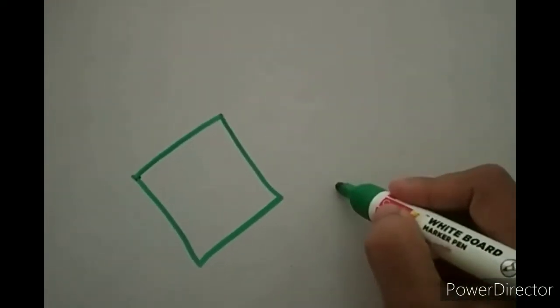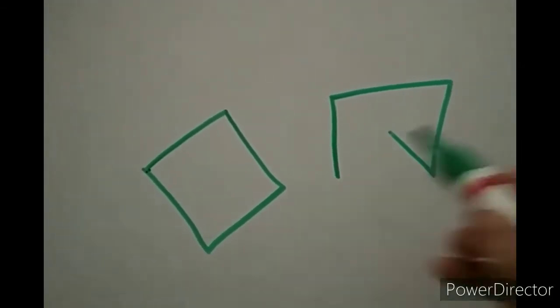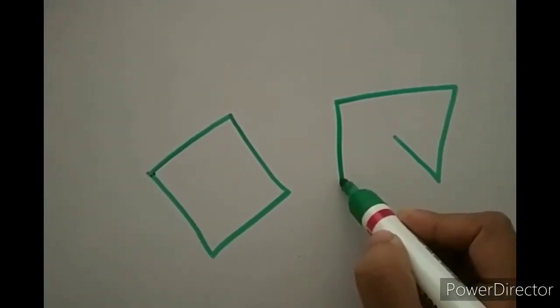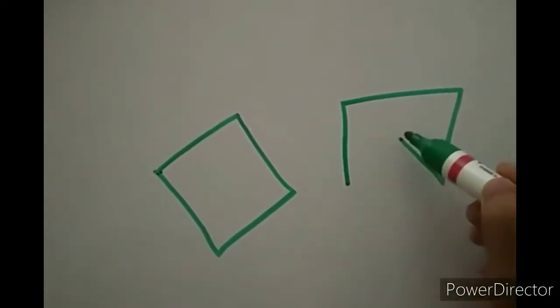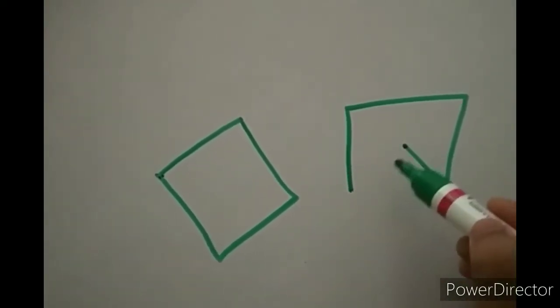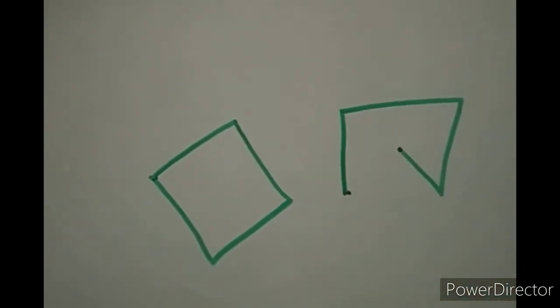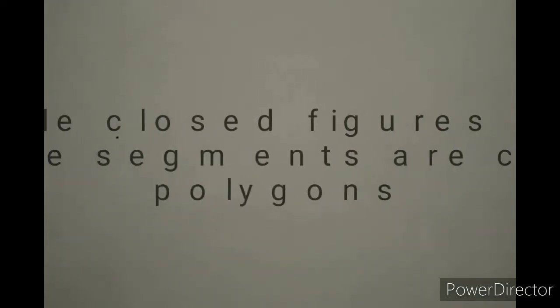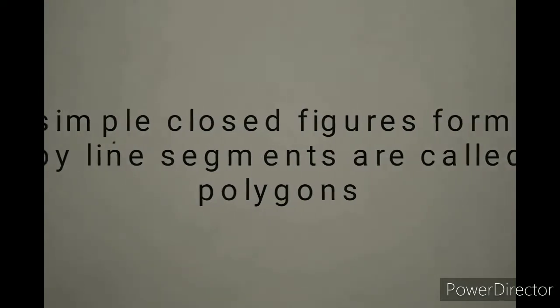Now, what about this figure? This figure starts from this point and it ends at this point. So the starting point and ending points are different. They do not coincide. So this kind of figures are called open figures. After that, we learned about polygons. So what are polygons? Polygons are simple closed figures formed by line segments.